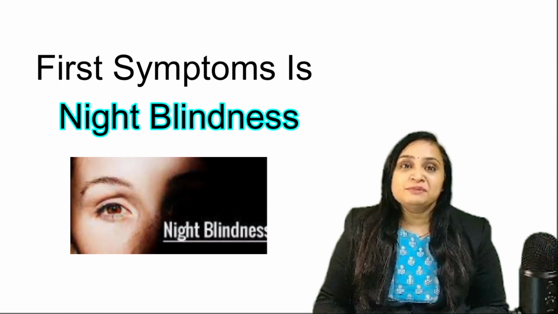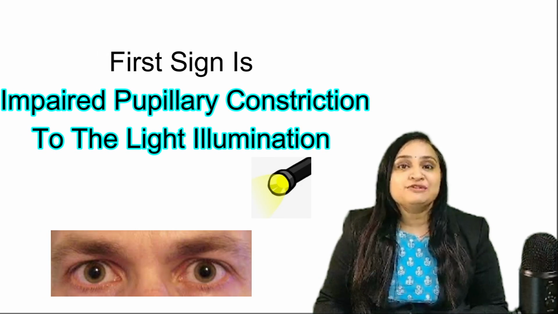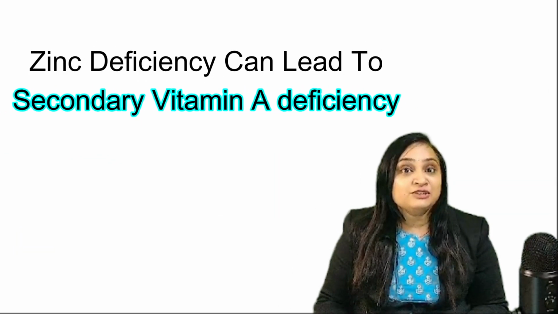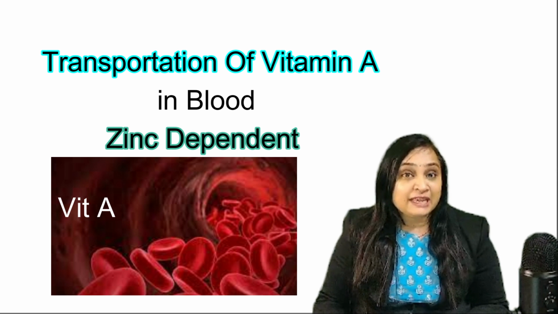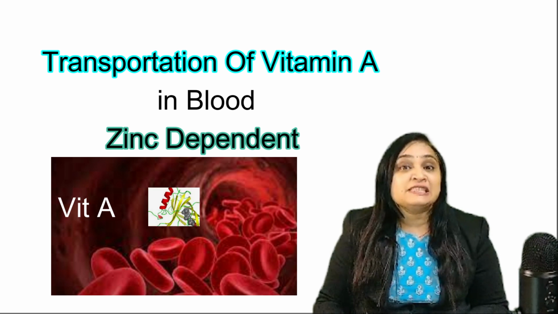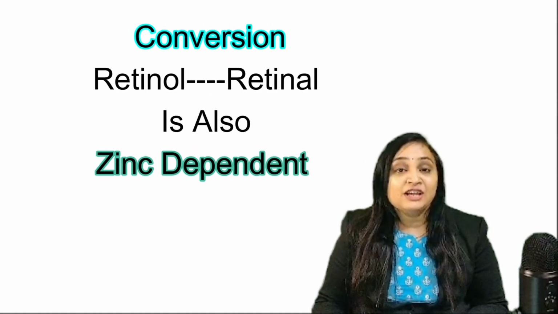First symptom of vitamin A deficiency is night blindness, while impaired pupillary constriction to light illumination is the first sign of vitamin A deficiency. Deficiency of zinc can also lead to secondary vitamin A deficiency because of a different mechanism. The transportation of vitamin A is through retinol binding protein, which is zinc dependent, as well as conversion from retinol to retinal is also a zinc dependent reaction. So deficiency of zinc can also lead to secondary vitamin A deficiency.